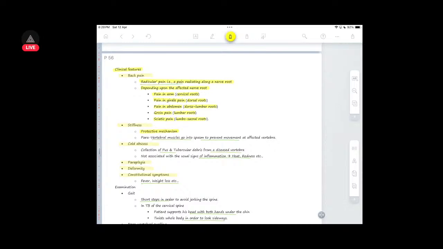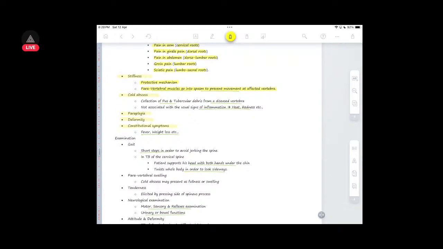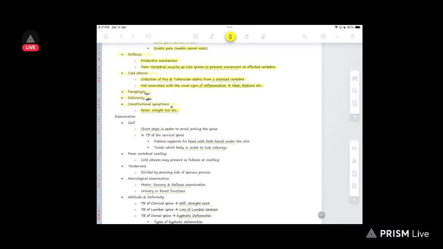Stiffness will be there, which is a protective mechanism. Paravertebral muscles go into a spasm to prevent the movement of affected vertebra. Then you also have cold abscess, which is collection of pus and trabecular debris from a diseased vertebra, not associated with usual signs of inflammation like heat, redness, etc. You have paraplegia and you have deformity. Constitutional symptoms will also be there like fever, weight loss, etc.